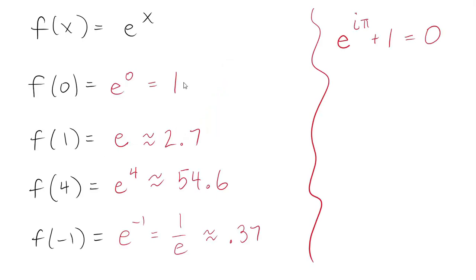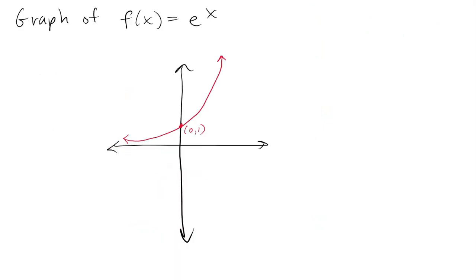We can see that f of 0 is 1. We see that f of 1 is around 2.7, and f of 4 is already up near 55. So this function's growing very quickly on the right side, and on the left side it's leveling off, getting closer and closer to 0. Using that, we can sketch other graphs, assuming that they fit those transformations that we're familiar with.